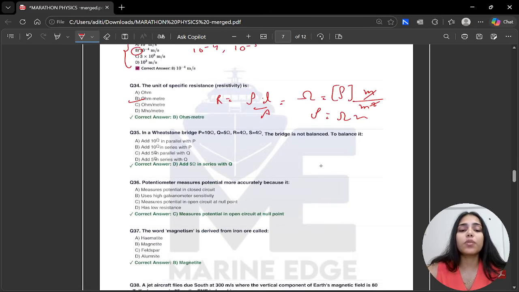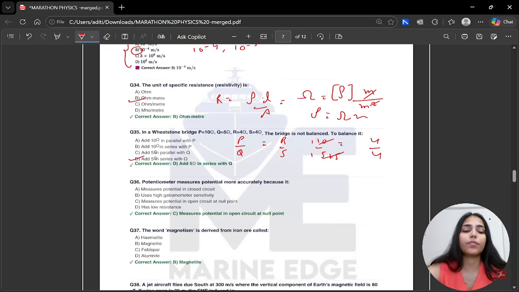A Wheatstone bridge is given to us with P, Q, R and S. Okay. And it is saying that the bridge is not balanced. So, how do we balance it? So, P upon Q should be equal to R upon S. Right? So, what is the ratio? P upon Q is 10 upon 5. That is not equal to 4 upon 4. Right? So, how can we balance it out? If we add another 5 ohm resistance to this Q, these two also will cancel out to give 1, right? So, we can add 5 ohm in series with Q. So, option D. Okay.